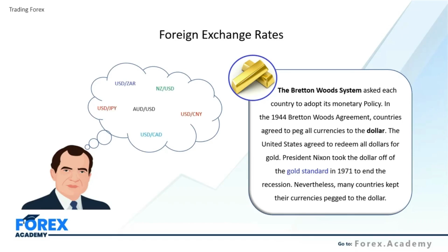Just to name but a few currency pairs, both majors and minors, we see the US dollar against the South African rand, the US dollar against the Japanese yen, the Australian and the New Zealand dollar against the dollar, the Canadian dollar or loonie against the US dollar, and the Chinese yuan again against the dollar. So they're all pegged to a certain extent now and trading or floating on the free market.